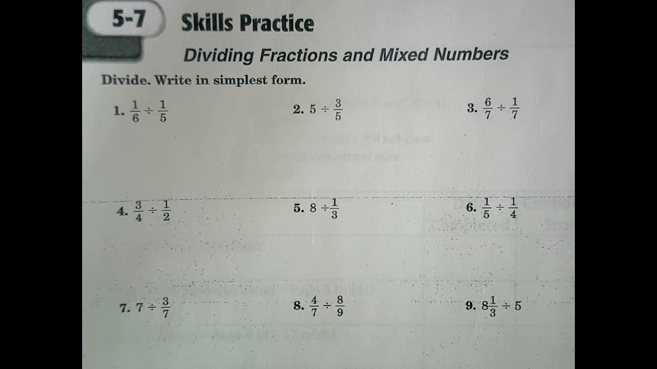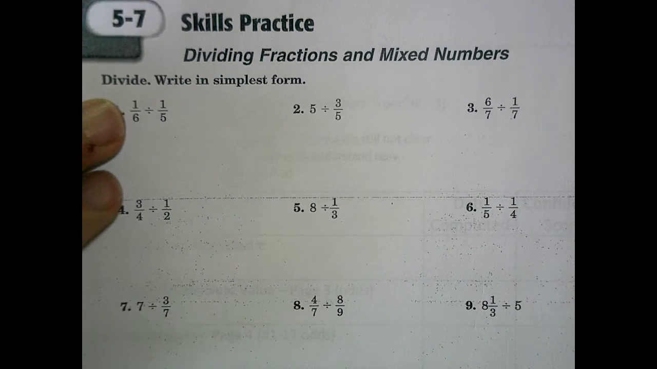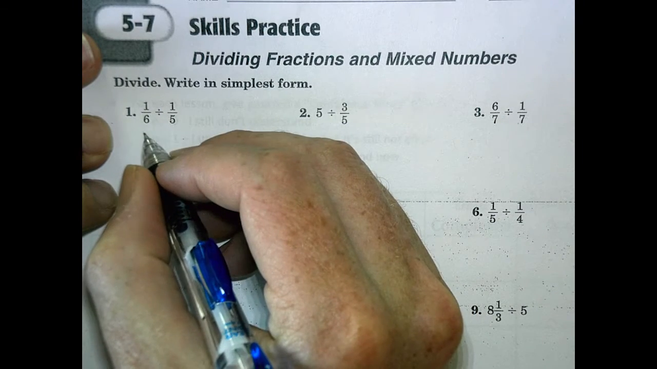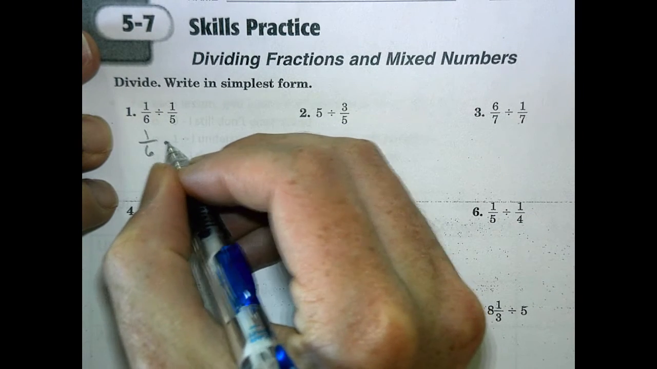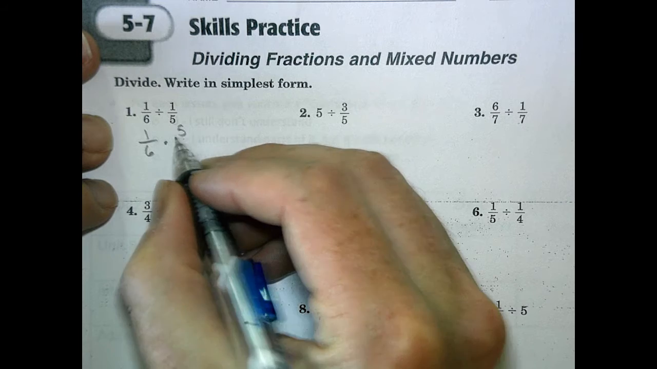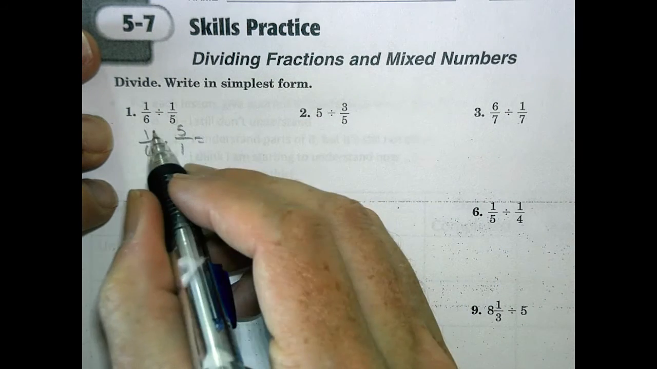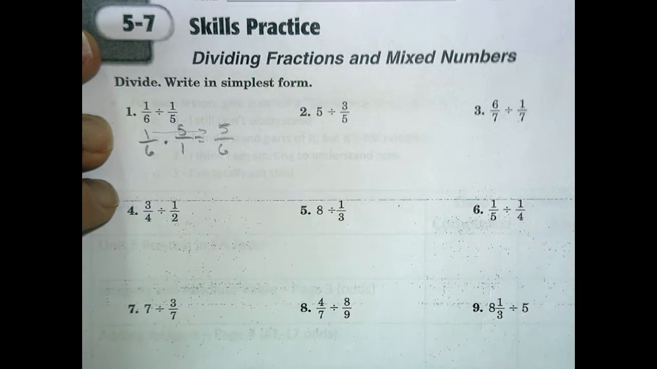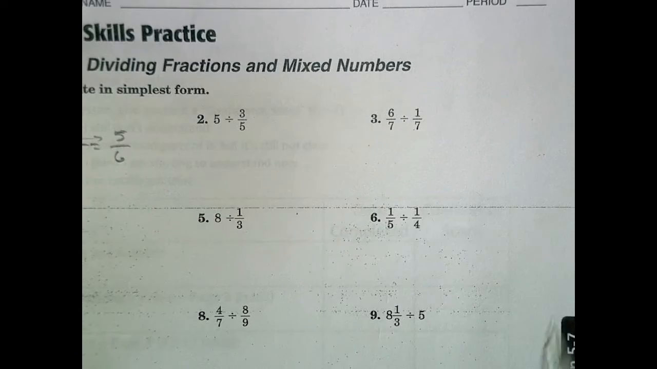Alright, welcome back. Let's take a look at the odd problems for dividing fractions and mixed numbers. Alright, so here we go. We're going to first of all rewrite this as 1/6 times the reciprocal, which is 5 over 1. Multiply straight across. 1 times 5 is 5. 6 times 1 is 6. And nothing to reduce there, so we leave it and we move on.